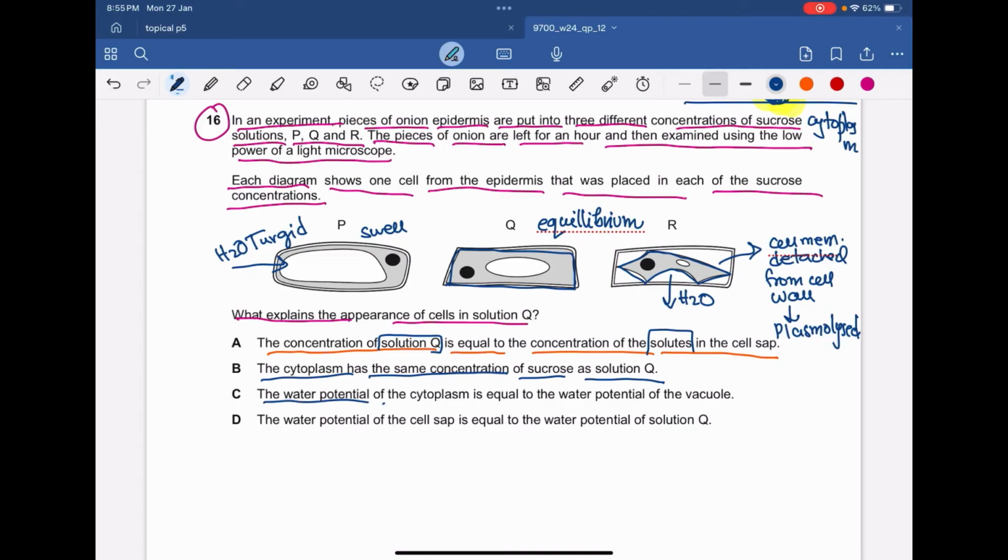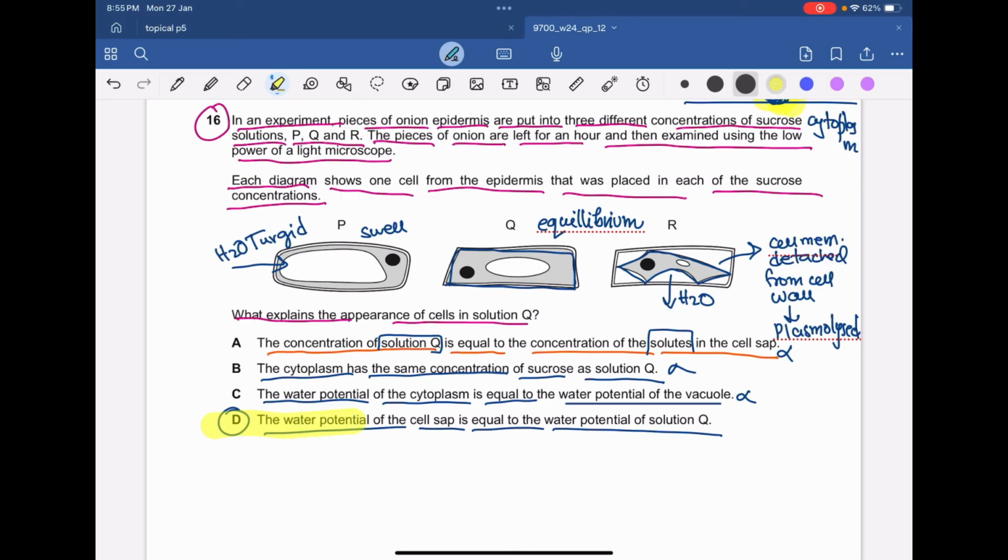The water potential of the cytoplasm is equal to the water potential of the vacuole. No, we cannot conclude this as well from the given statements. The water potential of the cell sap is equal to the water potential of the solution Q. Yes, this is our correct answer.